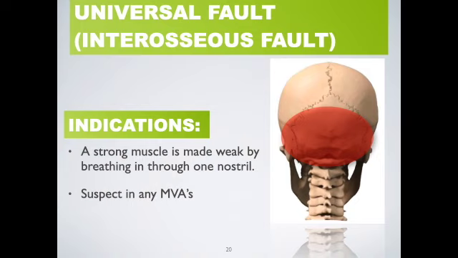Indications: a strong muscle is made weak by breathing in through one nostril. Now remember, the glabellar fault is we breathe in through the nostrils and then we breathe in through the mouth. And a strong indicator muscle will weaken with nostril breathing or oral breathing, but not both. With this fault, we breathe in through one nostril, and a strong muscle weakens.